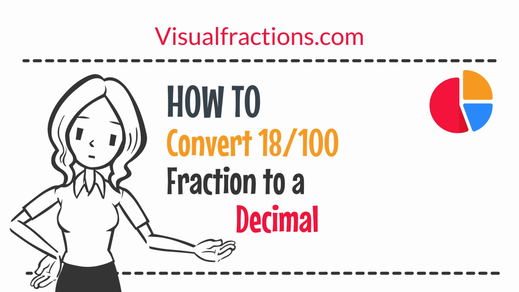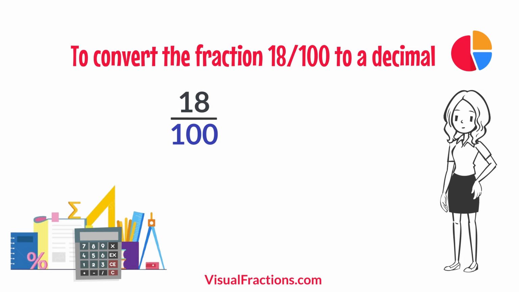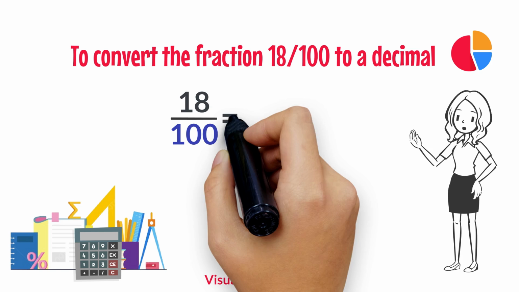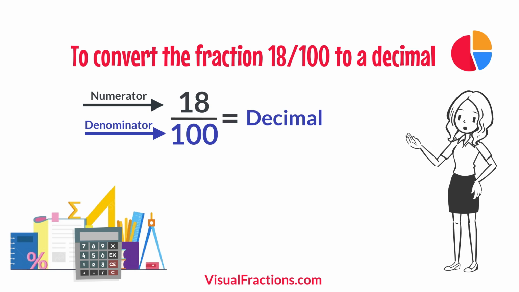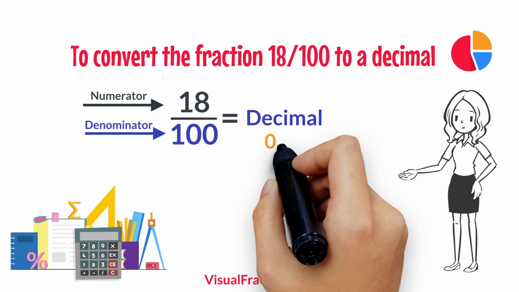Today, we're going to explore how to convert the fraction 18/100ths to a decimal. To convert the fraction 18/100ths to a decimal, all we need to do is divide the numerator, the top number, by the denominator, the bottom number. So, we simply divide 18 by 100. The answer we get is 0.18.